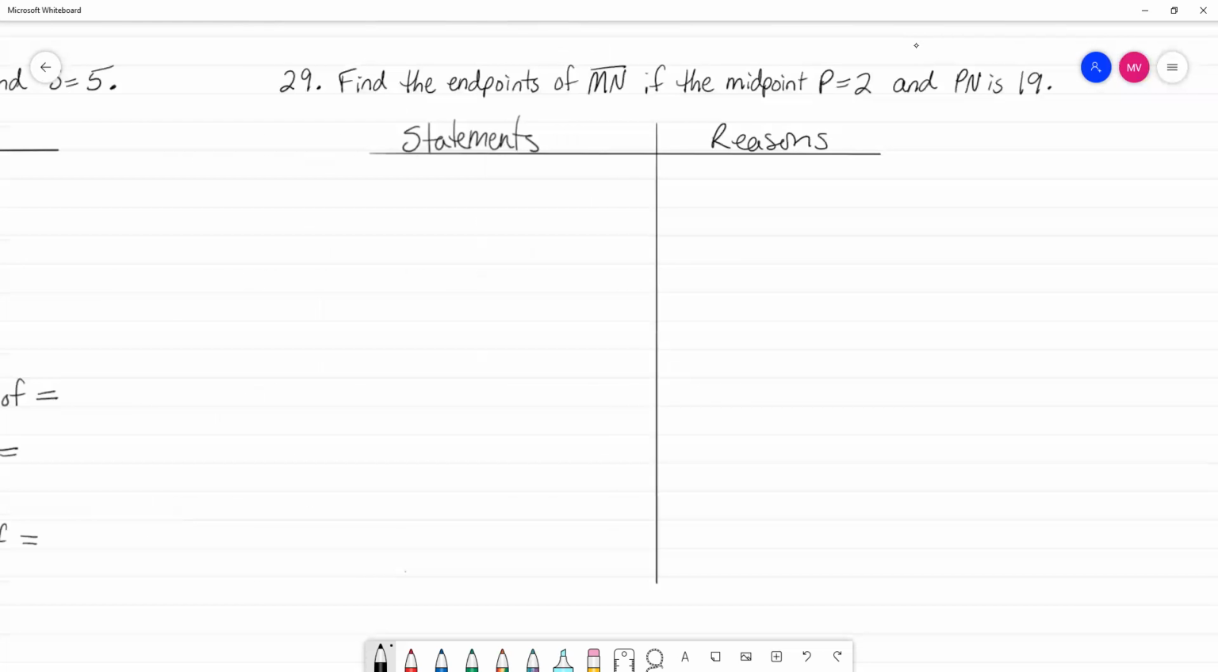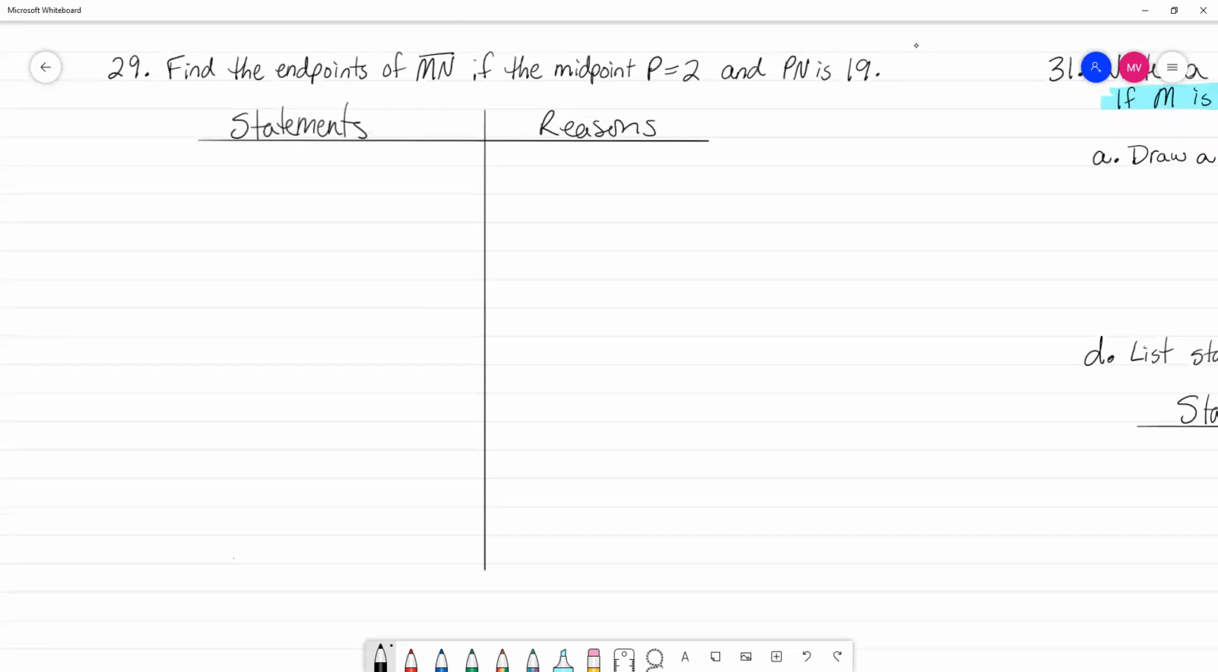All right, let's move on to number 29. Number 29 has us finding both endpoints. Find the endpoints of MN, if the midpoint labeled P equals 2 and PN is 19. Let's start off with our given. We are given that midpoint at point P is at coordinate 2, and line segment PN is equal to 19. So its length is 19. That is our given.